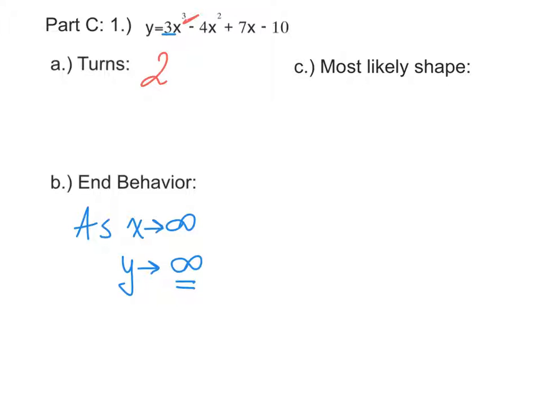Putting these two things together, we can come up with its most likely shape. The end behavior means on the right end, is it going to go up or down? Since y is going to approach positive infinity, that means it's going to go up. And since it has 2 turns, we just have to draw in 2 turns. Here's 1 turn, and there's another turn. That means that y is going to look something like this.